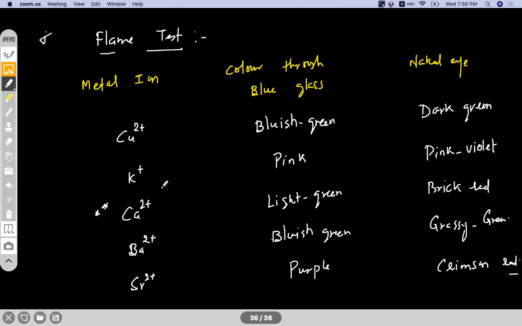Like in the flame test, which ions give what color?